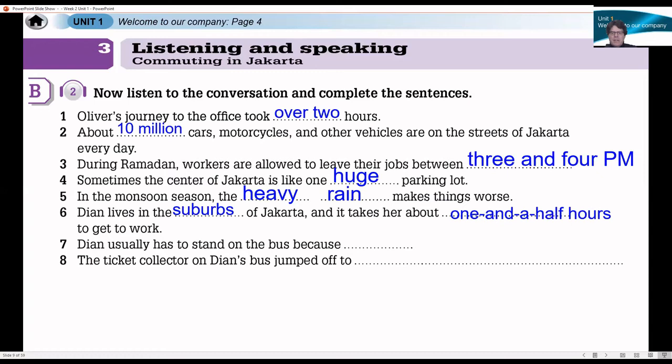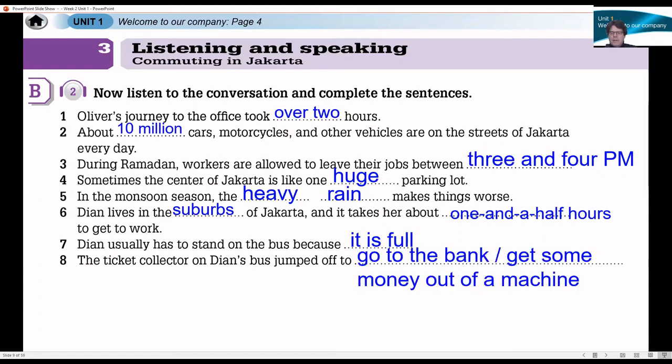Diane usually has to stand on the bus because it is full. The ticket collector on Diane's bus jumped off to go to the bank, get some money out of the ATM. And the bus had only moved about 100 meters when he or she came back. All right, so as usual, pause your video or take a screenshot now. Okay, let's move on.